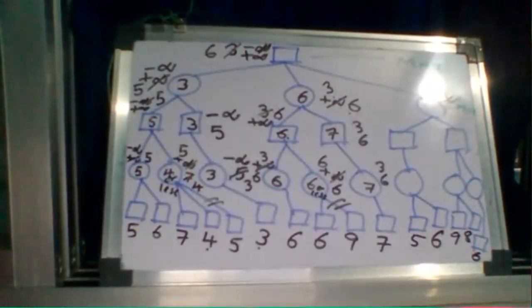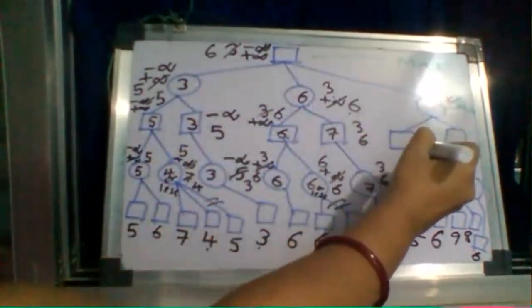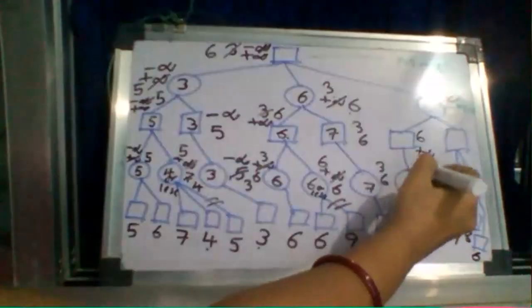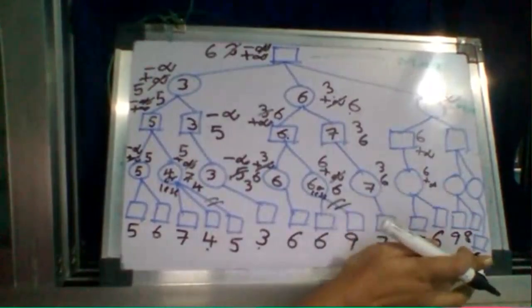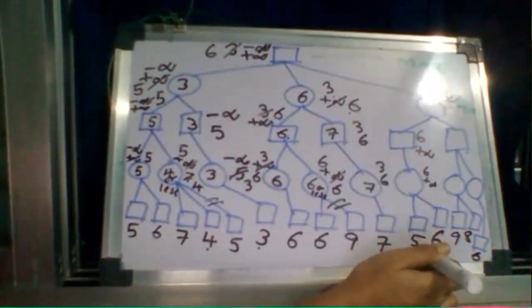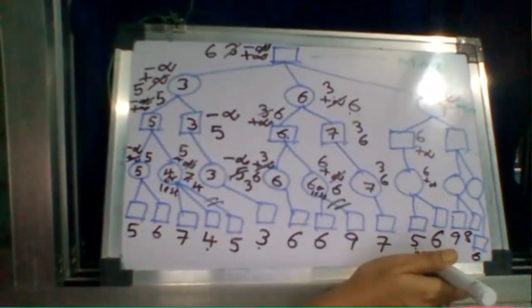Alpha is 6 and beta is plus infinity. So we go to the lower levels with that value. Alpha is 6 and beta is plus infinity. I am going down. After coming here, I am getting these two values, 5 and 6. Among these two values, I have to select any one. That is, the min player will select a value. So he will select 5 because 5 is a lesser value.